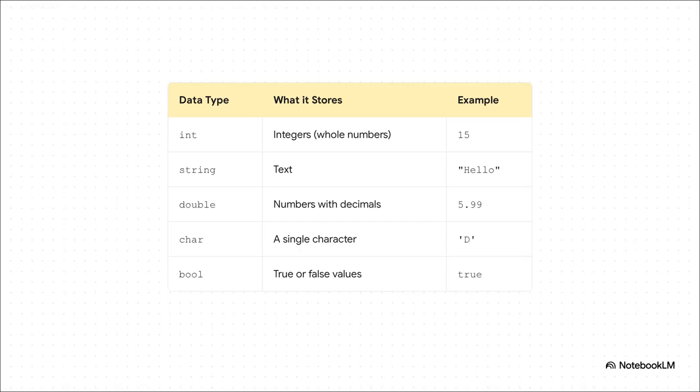Now, you can't just toss anything you want into these boxes. You have to tell the computer what kind of information each box is going to hold. We do that with data types. So an int holds an integer, a whole number. A string is for text. A double is for any number with a decimal point. Char is for just a single character, and a bool, that's short for Boolean, can only ever be one of two things, true or false.